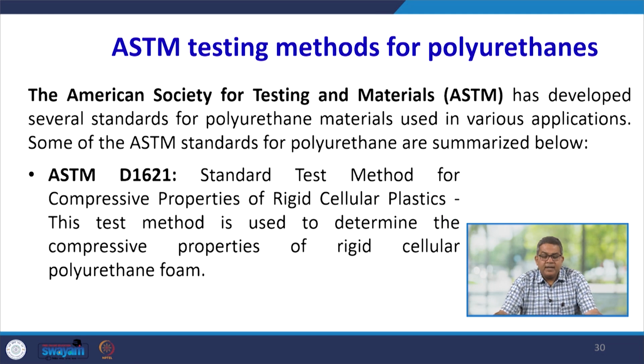Now let's talk about the ASTM testing methods for polyurethane. Usually the ASTM, American Society for Testing and Materials, developed several standards for polyurethane materials. They are used in various applications. Some of the most popular standards used for polyurethane characterization are like ASTM D1621. This is the standard test method for compressive properties of rigid cellular plastic, and this test method is used to determine the compressive properties of a rigid cellular polyurethane foam.